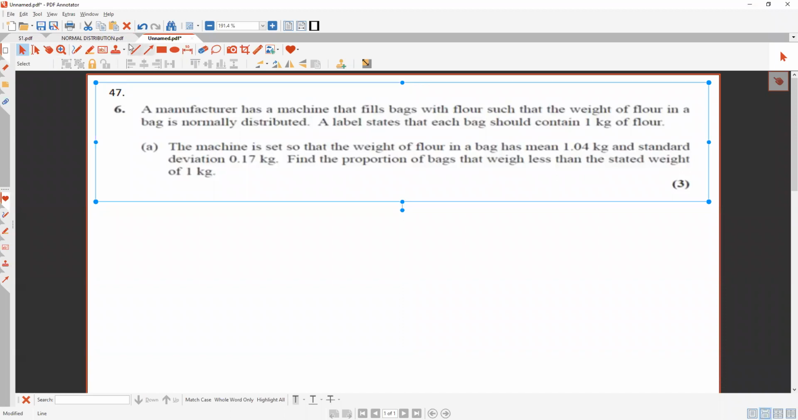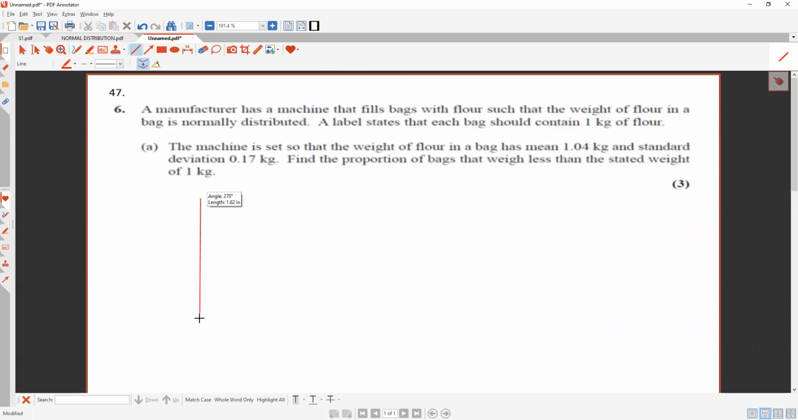So you see this bag here is normally distributed, right? So let me draw a diagram. Always draw a diagram. Always. Okay. So they said the mean is 1.04 and it should have at least 1 kg. The mean is supposed to be 1.04, but it should not have less than 1 kg because then, let's face it, if the consumer protection people come, they'll fine you. The machine should be set in that way.